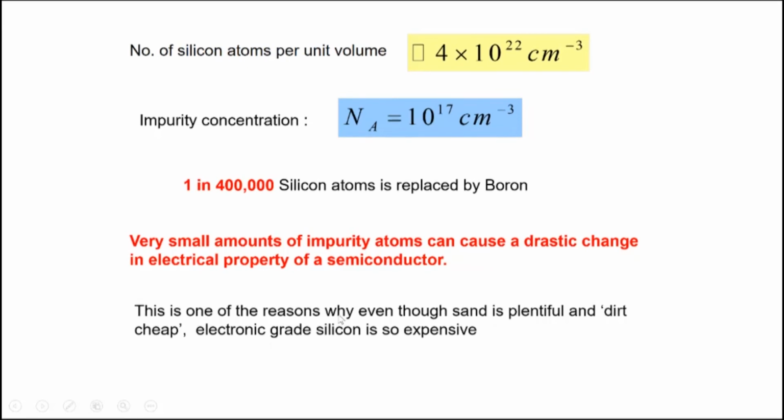And it's one of the reasons why, even though sand may be plentiful and dirt cheap, electronic grade silicon is so expensive. We need highly pure silicon. If you take silicon which already has impurities in it, of the order of 10 to the power 18 and 10 to the power 19, then your addition of boron and phosphorus and all that is not going to make a difference to that silicon.